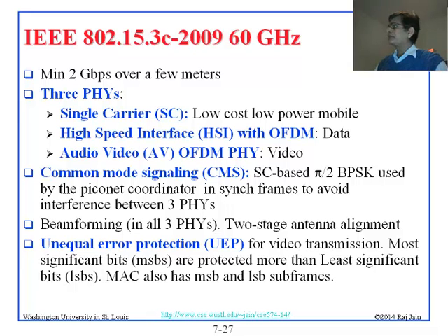MAC also has MSB, LSB subframes. So media access control takes the bits and treats them separately, putting them into separate subframes because they have different protection.